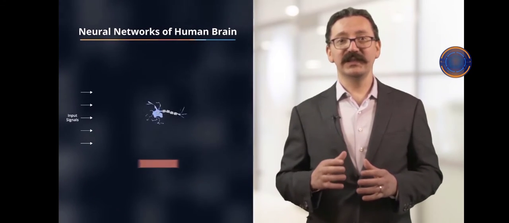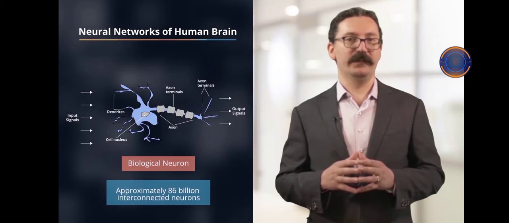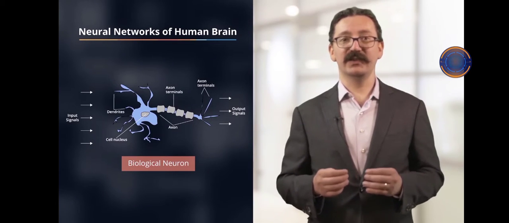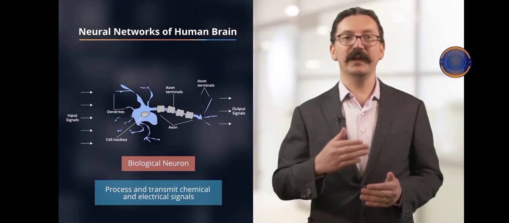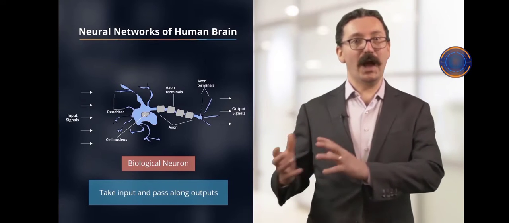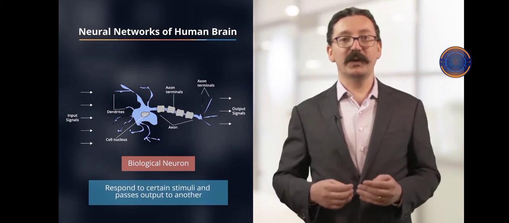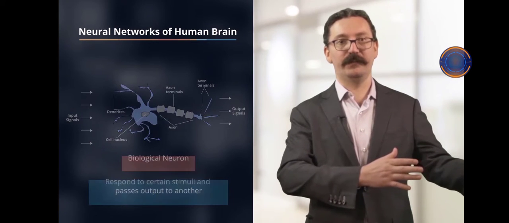Our brain consists of around 86 billion interconnected neurons. Neurons are interconnected nerve cells in the human brain which process and transmit chemical and electrical signals. They take input and pass along outputs. Each neuron responds to certain stimuli and passes output to another neuron.